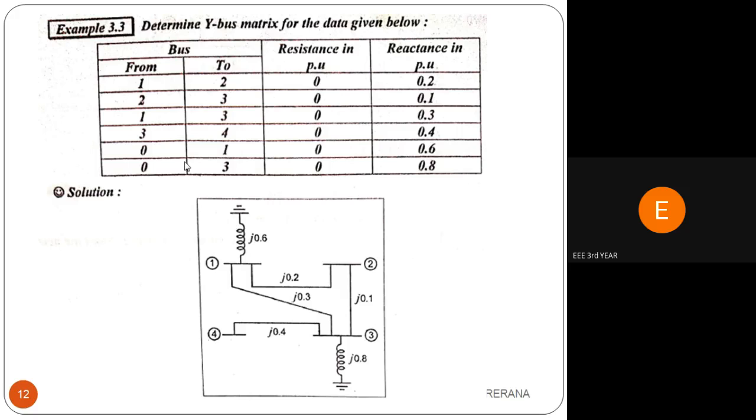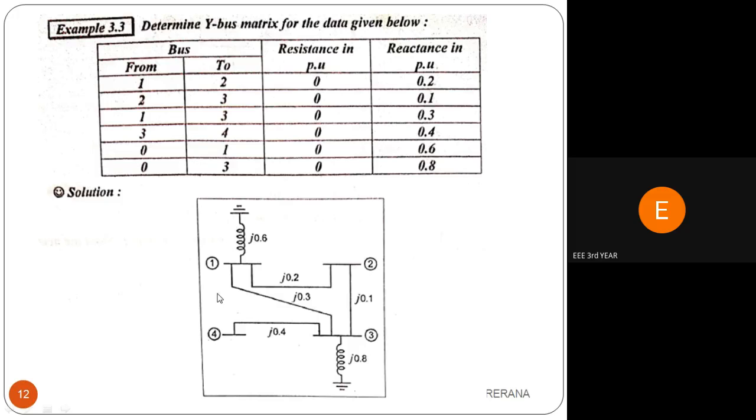Then for the last 2 lines, the from value is 0 and the to value is 1 and 3. What it means is you have to consider only the shunt element, that is it only belongs to that bus. So bus number 1 is connected to an inductor, that is J 0.6. And the same is repeated in bus number 3. I'm connecting an inductor. The other end of the inductor is grounded for stability. The value is J 0.8. We have to draw this diagram.